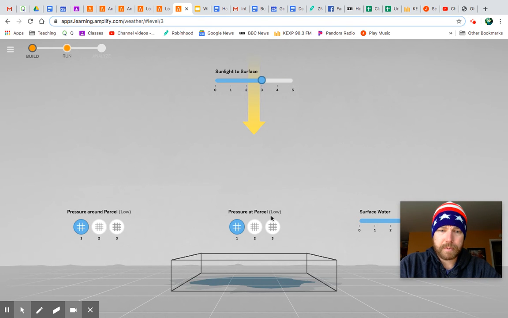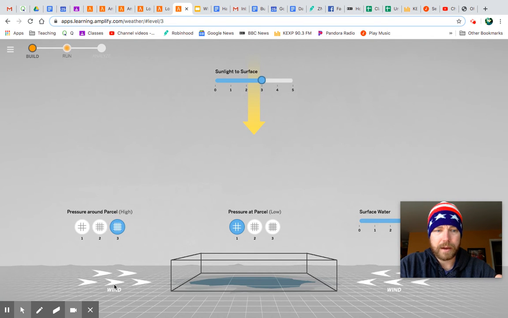So let's see, my air parcel right now is low temperature. Pressure around the parcel is also low. So let's make this higher and hey, look at that. We got wind blowing towards our air parcel right here from high pressure to low pressure, just like with energy. Energy moves from high to low. Wind is no different. Pressure differences with air, it's no different. It's always going to go from high pressure to low pressure.